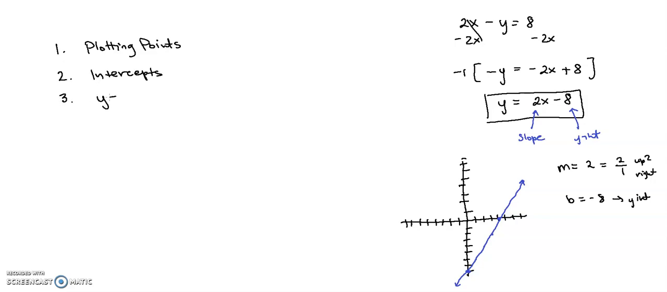And the third is to get it in slope-intercept form. This is called slope-intercept form because you can see the slope and the intercept. So you get y by itself, and you can use the slope and the intercept to graph it.